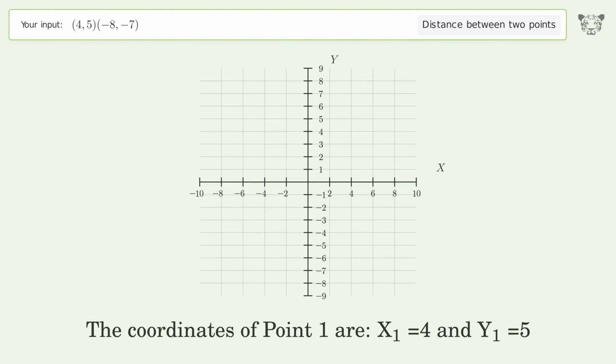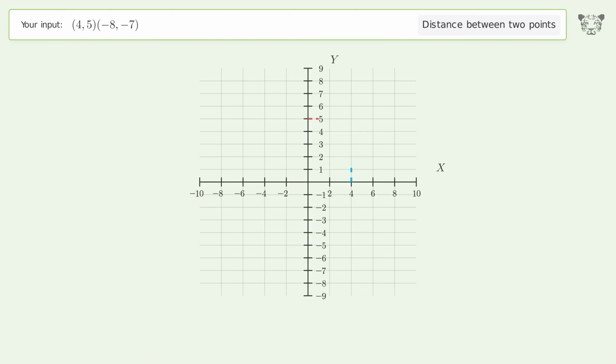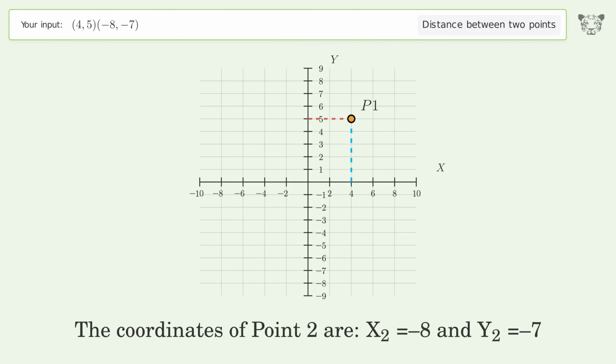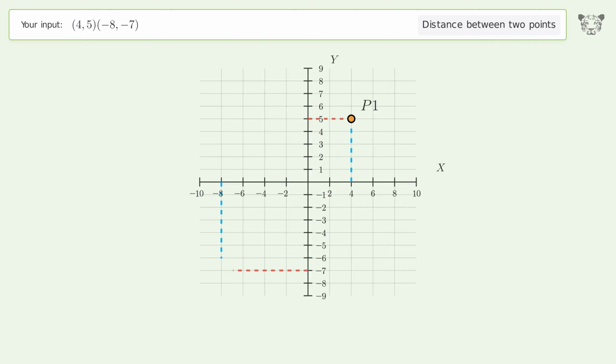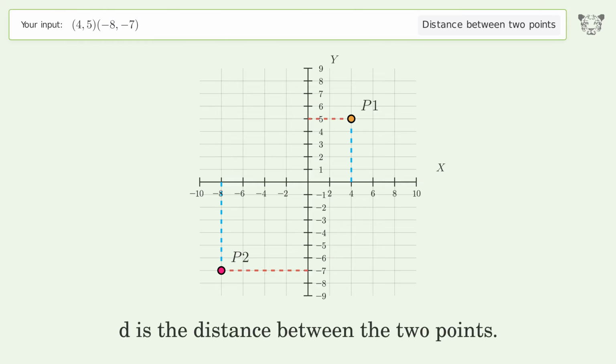The coordinates of point 1 are x1 equals 4 and y1 equals 5. The coordinates of point 2 are x2 equals -8 and y2 equals -7. D is the distance between the 2 points.